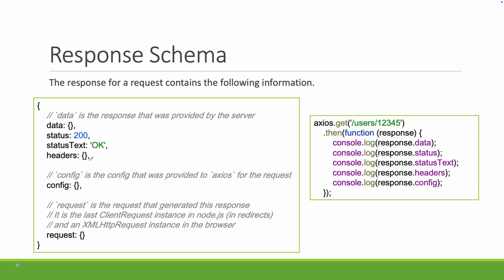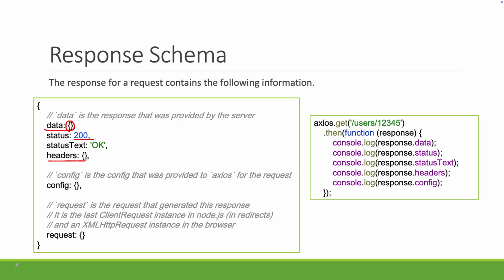Now for the response, in Axios you can get everything at once. The response object will contain the information. The data property will hold the response returned by the server, if the server side sends data to you. We also have the status, which represents the status code, and the status text, OK.